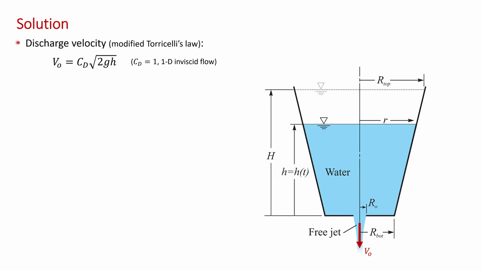As we discussed in a previous video, the average discharge velocity at the bottom of the tank, V0, is given by Torricelli's law. We derived this expression from Bernoulli's equation, so using inviscid flow theory, where CD is the discharge coefficient. CD equals 1 corresponds to ideal frictionless flow. We also showed that a constant discharge coefficient can be an effective way to account for viscous losses. Although CD is actually a function of Reynolds number, a constant works surprisingly well. I'll put a link to that previous video in the description.